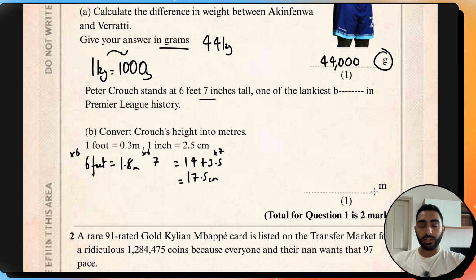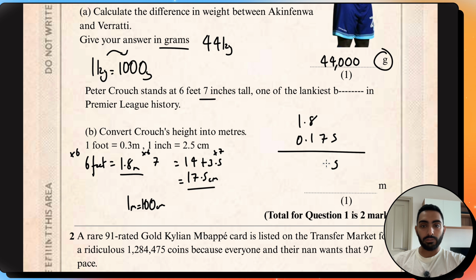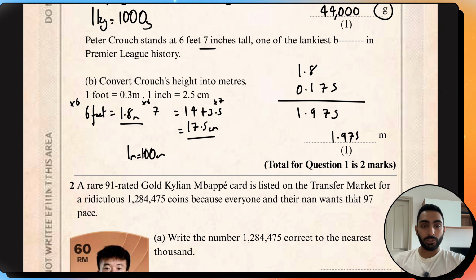We want our final answer in meters, so we need to add this and this in meters. We've got 1.8, and if I change this into meters, I need to divide it by 100 because 1 meter is the same as 100 centimeters. This would become 0.175. And if I add these up together, it's going to be quite easy. That's going to be a 5, that's going to be a 7, a 9, and a 1. It'd be 1.975 meters, very close to 2 meters.